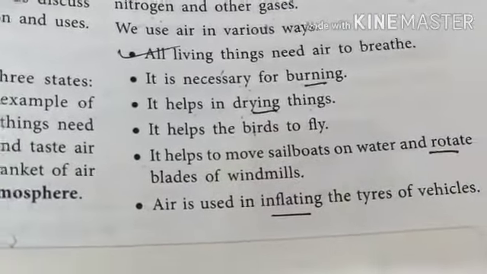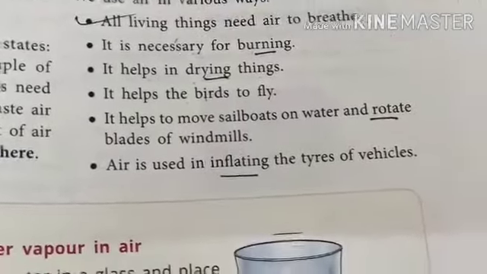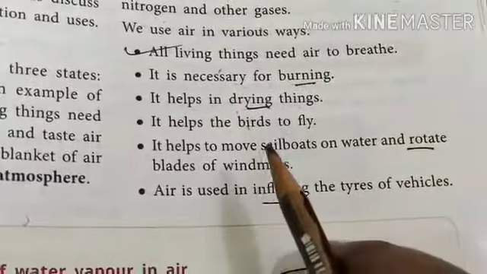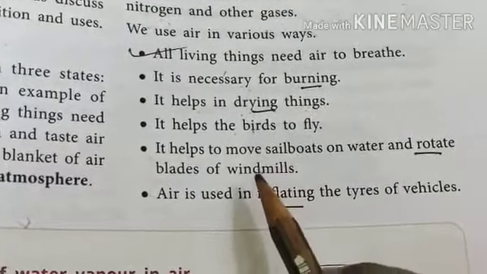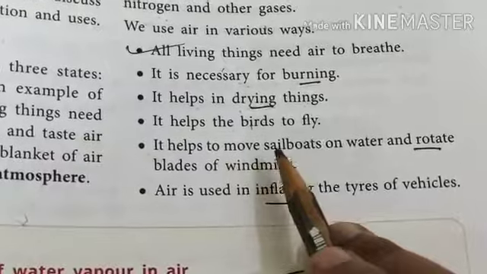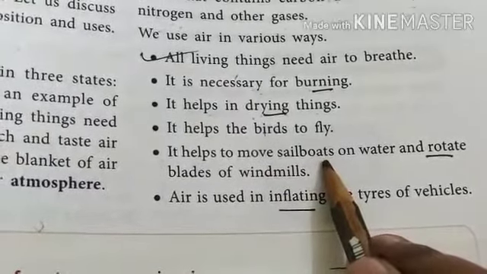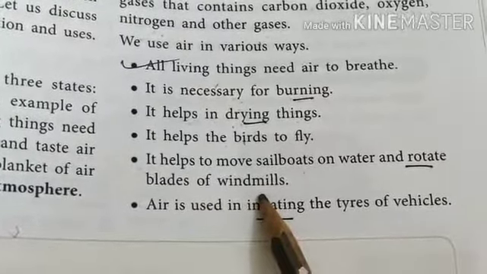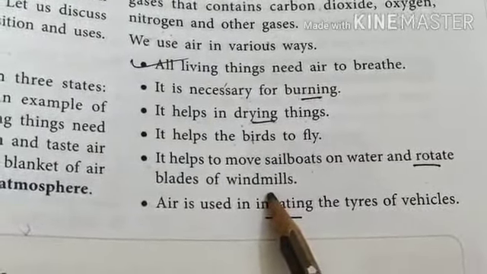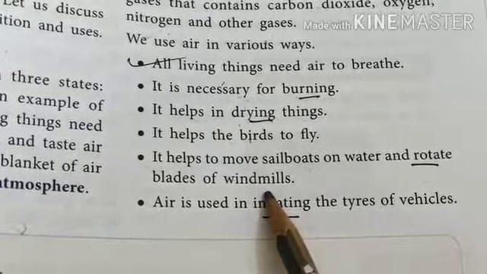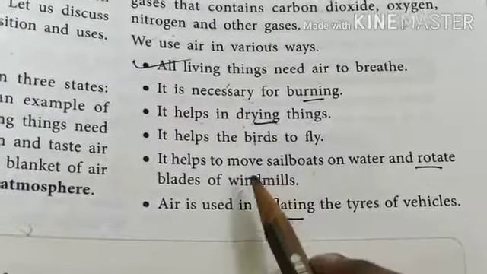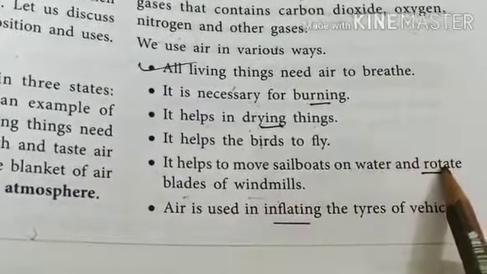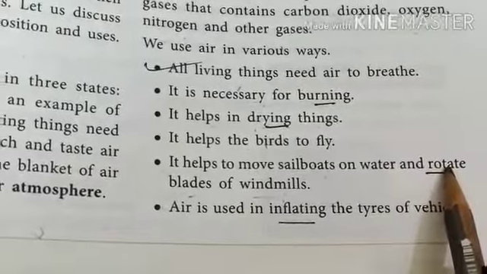Then a simple thing, you play with balloons. So how do the balloons blow? They blow with the help of air. Then the air also helps the sailboats to move, and it moves the blades of windmills. Children, when you are going to some place by road, you must have seen on the sides there are windmills. The blades of the windmills rotate with the help of the wind.